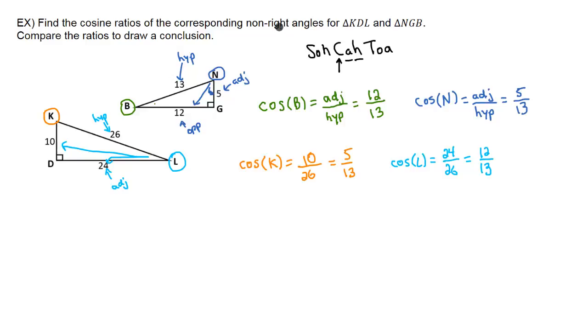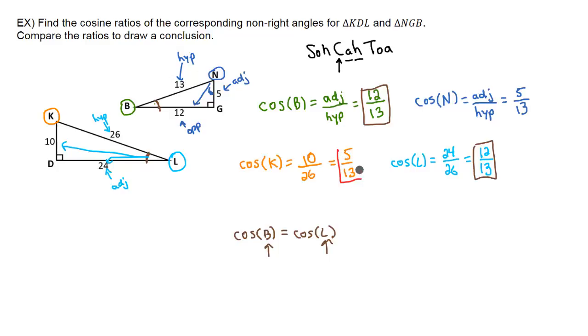Now I answered the first part of my question. I have all the cosine ratios, and I want to compare them now and draw a conclusion. So it looks like cosine of B is 12 over 13, and then cosine of L is going to be 12 over 13. So it looks like I could match up those two together. So if cosine of B equals cosine of L, and I'm using the same trig expression cosine, I think that we could say that angle B and angle L are going to be the same. So I could write angle B right here corresponds with this angle L, and they're going to be identical, congruent.